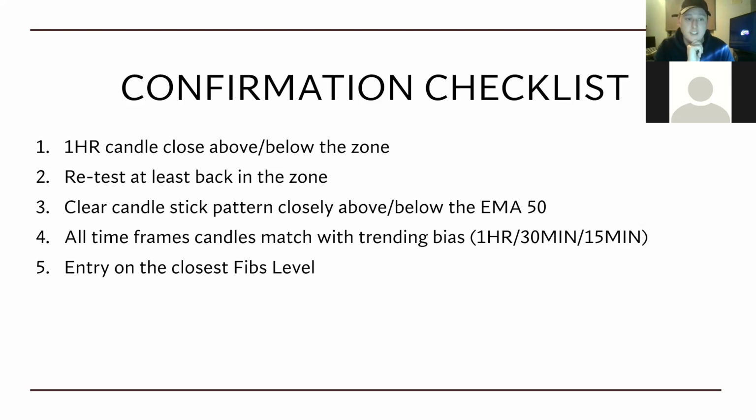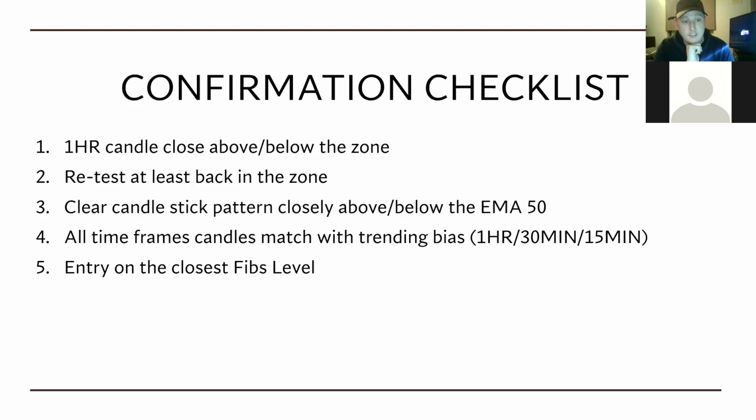So the first one is that 1 hour candle close, either above or below the zone. The second one is the retest, at least back to the zone. The third confirmation is a clear candlestick pattern, closing above or below the EMA 50.